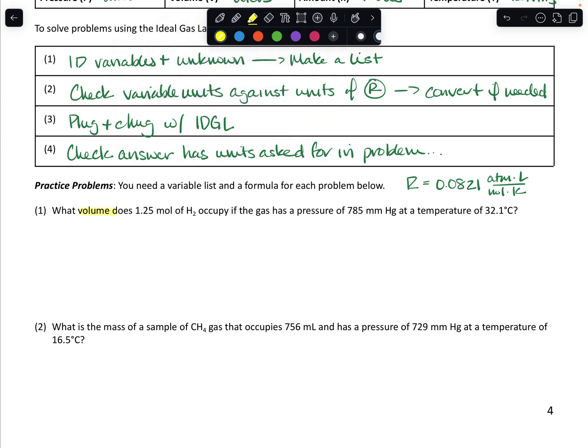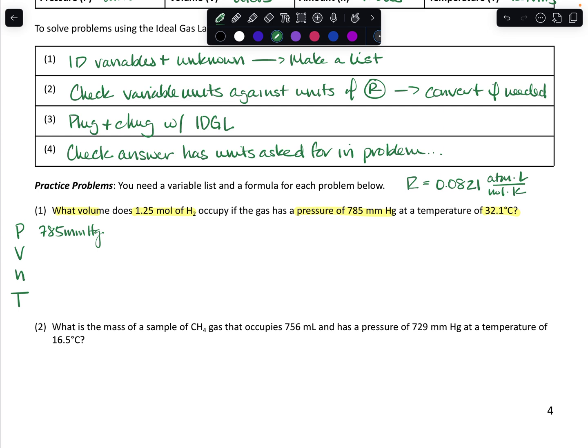What volume does 1.25 moles of hydrogen gas occupy if it has a pressure of 785 millimeters of mercury and a temperature of 31.2 degrees Celsius? All right, so my variable list is much easier this time: P, V, N, and T. I have a pressure of 785 millimeters of mercury, and I need that to be in atmospheres.